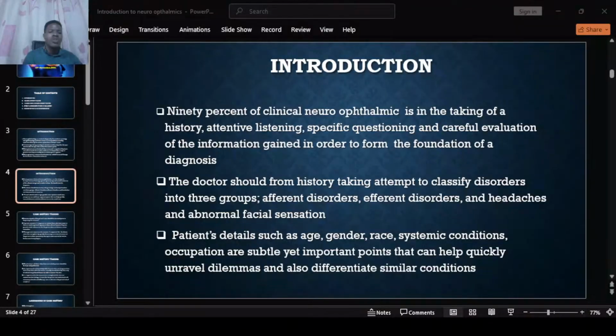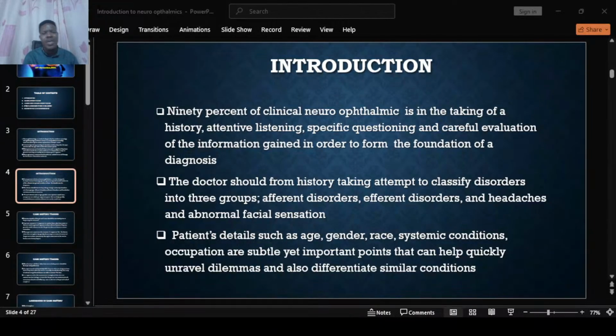So the doctor should, from history taking, attempt to classify disorders into three groups. There are basically three groups we are looking at in the neuro-ophthalmic clinic. The first is the afferent disorders. The second is the efferent disorders, and the third are the headaches and abnormal facial sensations.